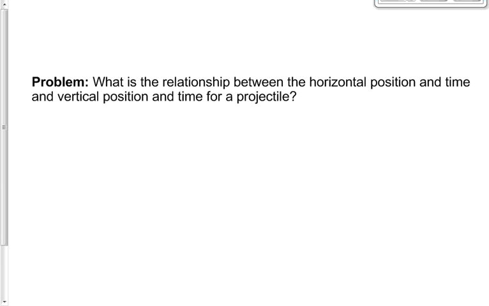Today we're going to do a lab, the purpose of which is to find the relationship between the horizontal position in time and the vertical position in time for something undergoing projectile motion. We know that the object is going to follow a parabolic path, right? We know it's going to look something like this. But what is the relationship between horizontal position and time and between vertical position and time?